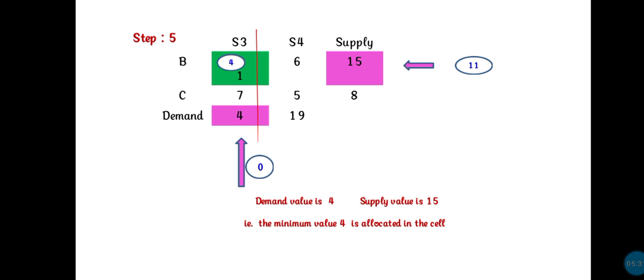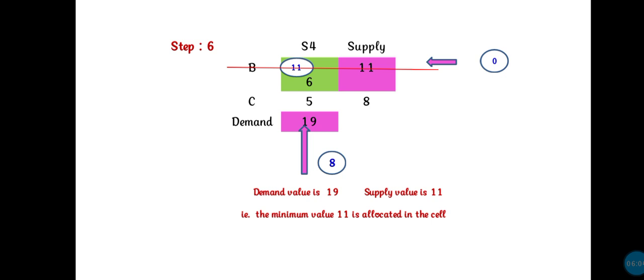Here the first cell is BS3. Here we want to allocate the minimum value from demand and supply. The demand value is 4 and the corresponding supply value is 15. So the minimum value is 4. We allocate the minimum value 4 in the cell BS3. Subtract the value from demand and supply. We get demand value 0 and supply value 11. So we get 0 in the column S3, the demand value is 0. So we need to cross it out. Then move to the next step.